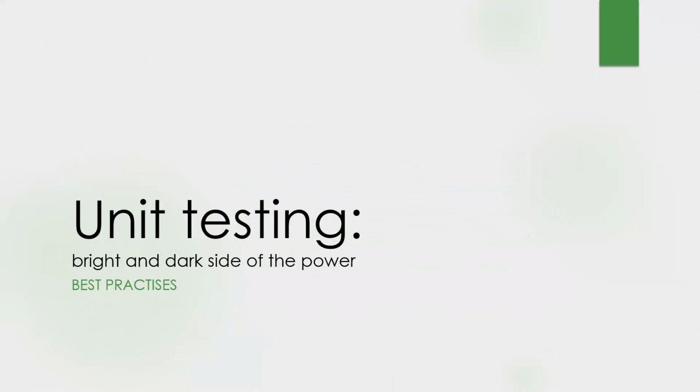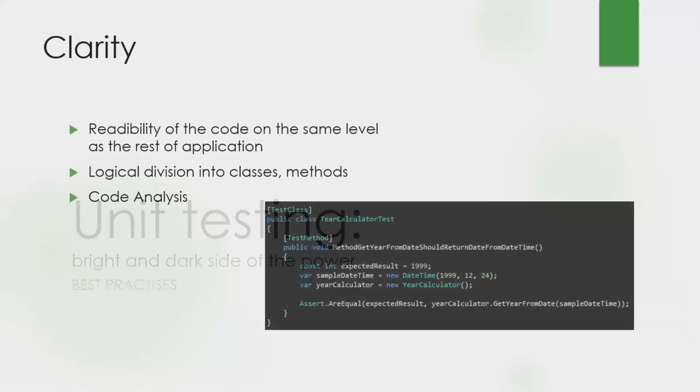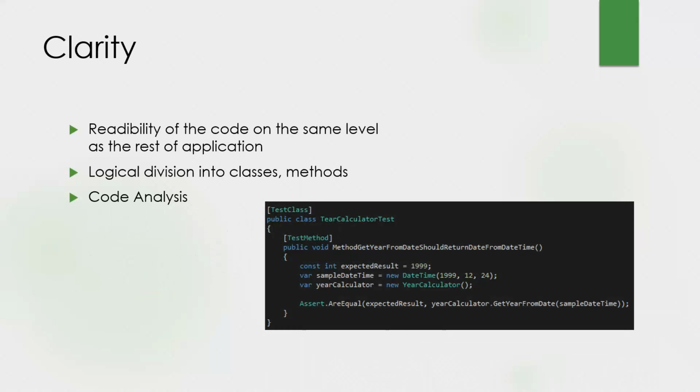So let's have a look at some best practices while writing unit tests. Now, when we know the definition and when to write unit tests, in what phase of our application, let's have a look at how to write tests. First of all, clarity. So the readability of the code should be on the same level as the rest of the application.